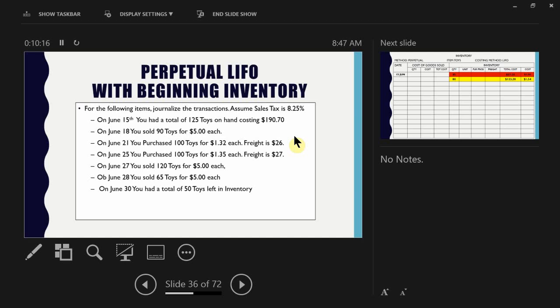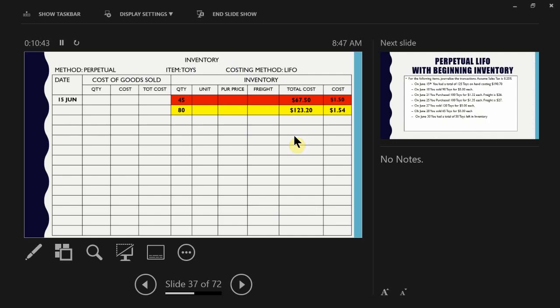So then now, the next section here is we're looking at how beginning inventory affects this particular thing. We're continuing on, and here it says that on June 15th you have a total of 125 toys on hand costing $190.70. So just as before, we're going to carry the numbers over. We're going to carry the 45 and we're going to carry the 80 over.